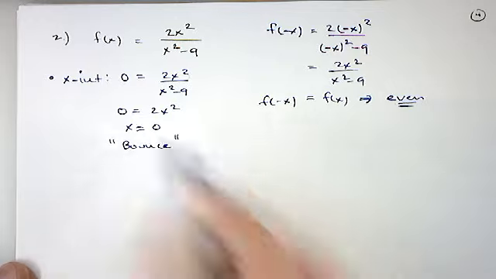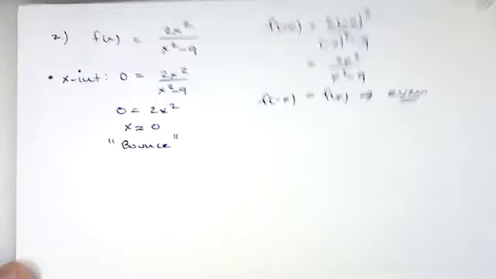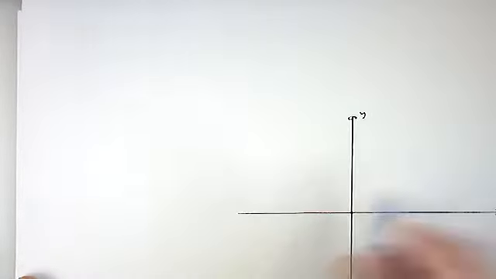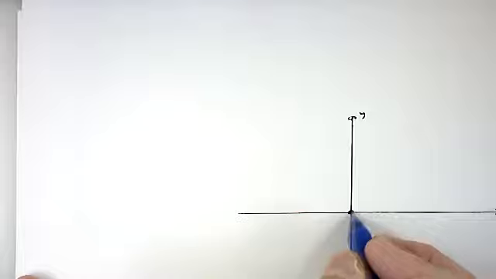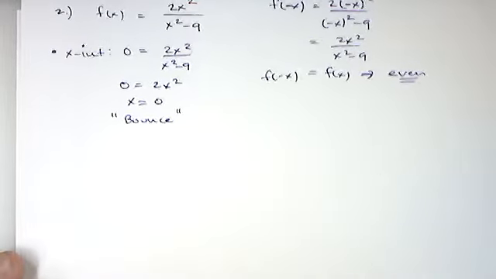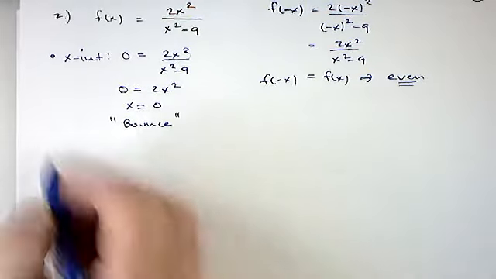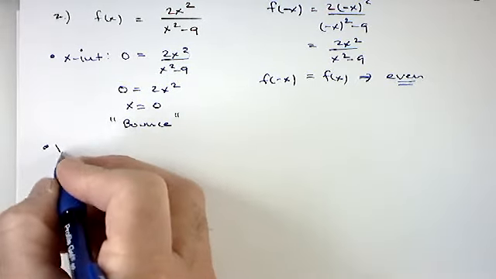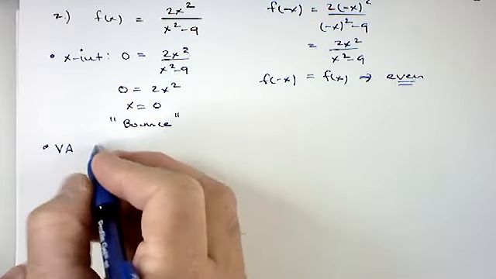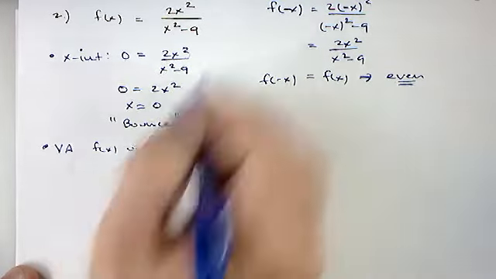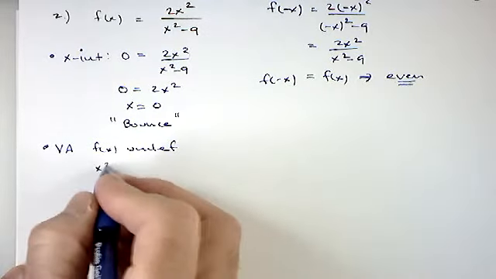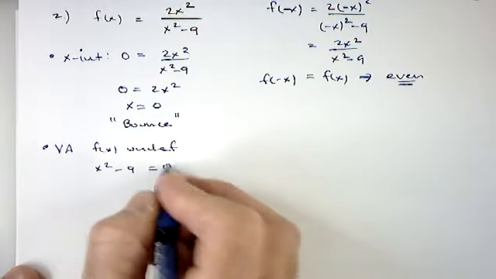The reason I start with the x-intercept is because if one of my x-intercepts is 0, wouldn't that be my one and only y-intercept? So I don't need to bother with a y-intercept if I've already found an x-intercept and it happens to be 0. What I would do next is go for my vertical asymptote. That's where f of x is undefined, and that's going to come from the bottom, x squared minus 9.